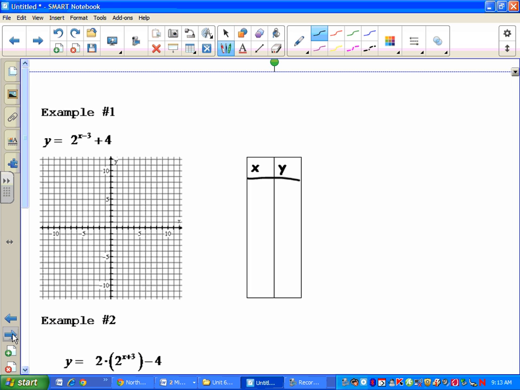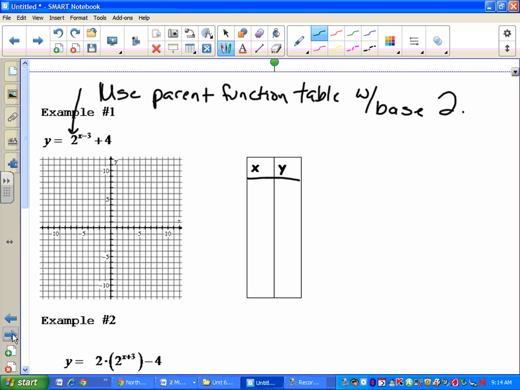So, do you notice the base here? That 2 is a base. That means you need to use the parent function with base 2. So, everybody write yourself a note. Use parent function table with base 2. The front of that you just filled out, you're going to need that over and over and over again because you're going to need those tables to see your bases.